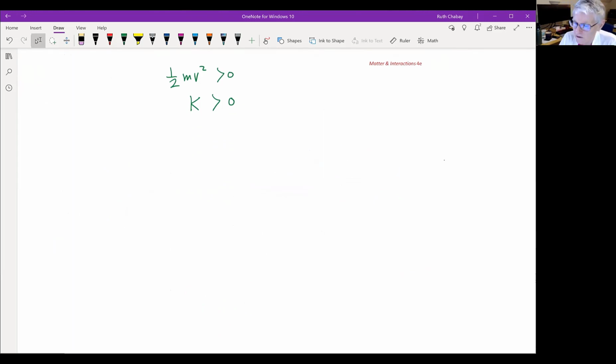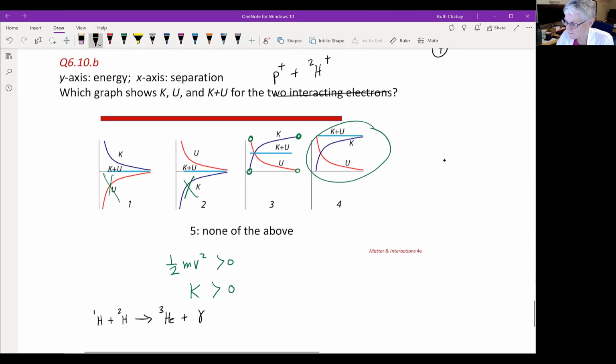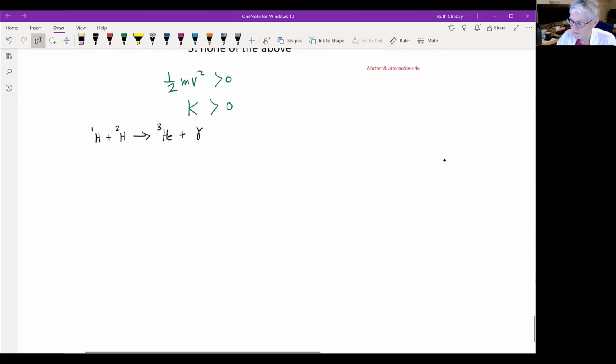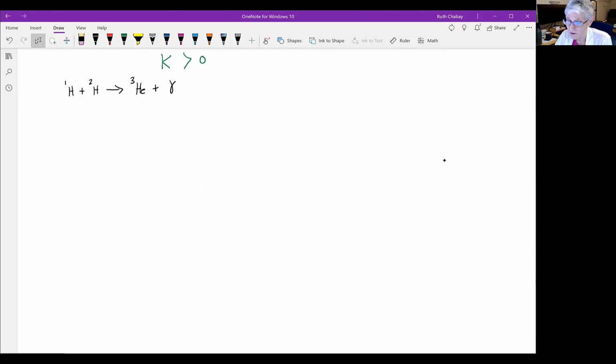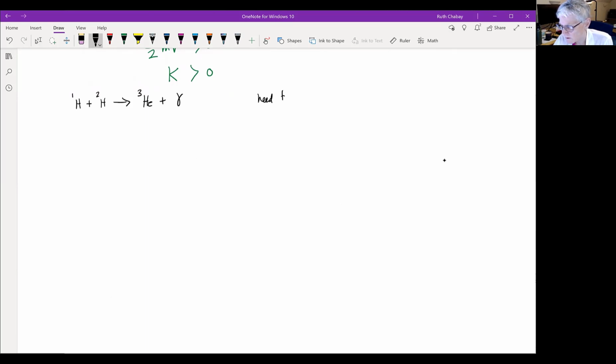So let's just think about this fusion problem and see how we would actually solve it, see how we'd set it up. So we have a proton plus a deuteron goes to a helium nucleus plus a photon. Yep, the answer was 4. So not very many people actually got it right, but there it is. And so what we need to know is the initial kinetic energies.